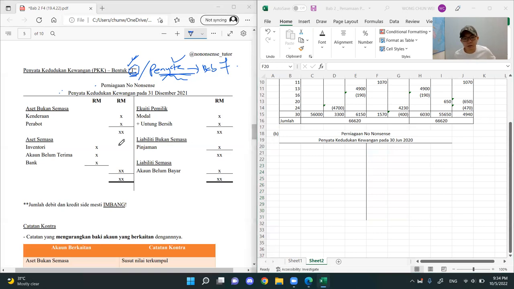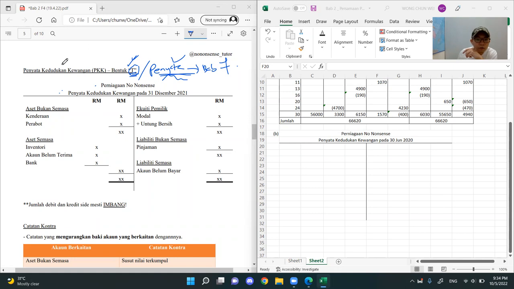Again, yes. So you need to know the difference between the Bentuk T, why we have Bentuk T, why we have the Bentuk Penyata, and what their functions are. Because some students, even after studying accounting up to Form 5 or later, don't know why sometimes we have Bentuk T, and why we have to trouble ourselves with another Bentuk Penyata. So this is, I would say, the main reason for it.